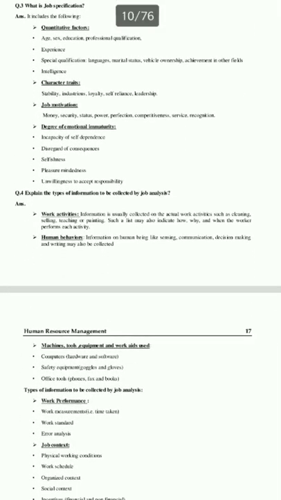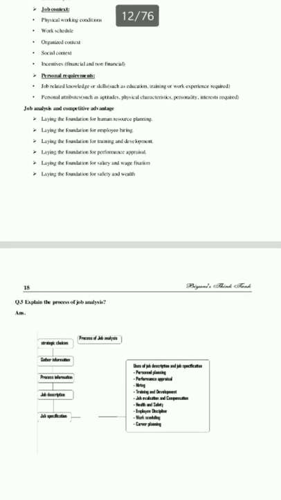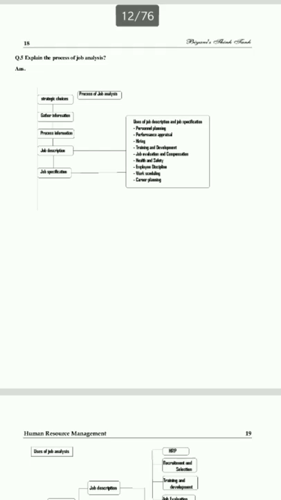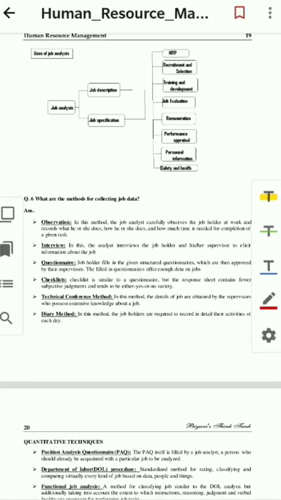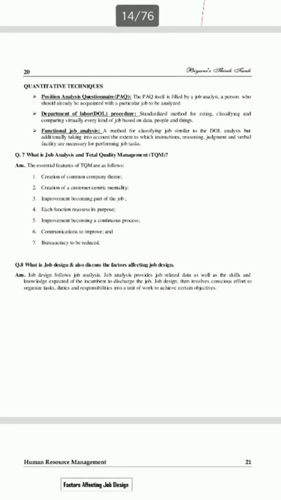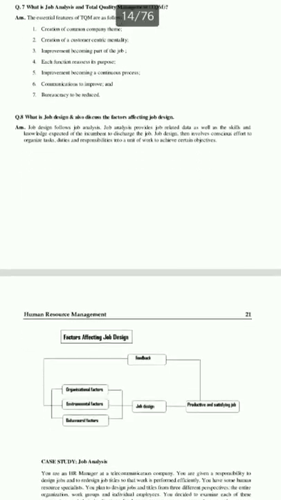So you can see that this book is covering all the major topics and all the major question and answers which are being asked even during the interviews also. So this book is going to help you for your interviews, because these are the questions which are being regularly asked in the examinations, regularly asked during the interviews of HR. So it will certainly help you here. Total quality management, job design.